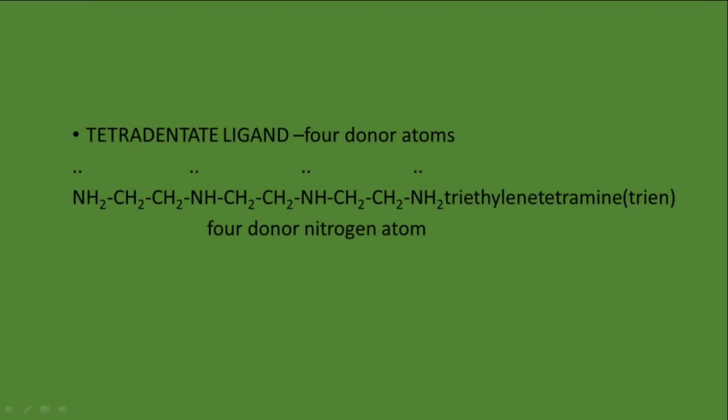Then we have the tetradentate ligands. As the name suggests, it has 4 donor atoms. Example of a tetradentate ligand is triethylene tetraamine. Now, it could be written as trien. Trien is the short form for triethylene tetraamine. And it has 4 donor atoms, all nitrogen.